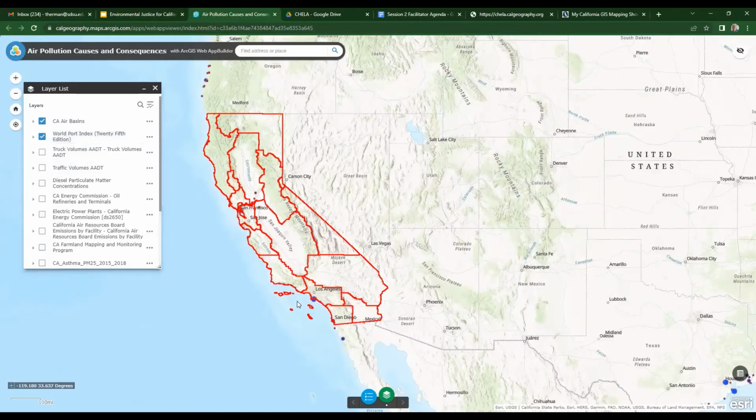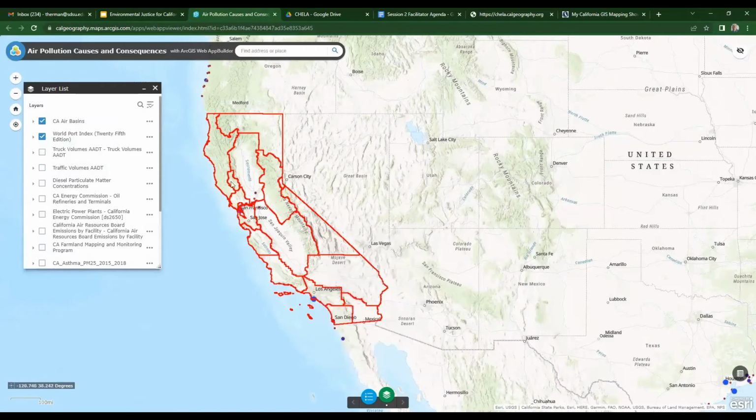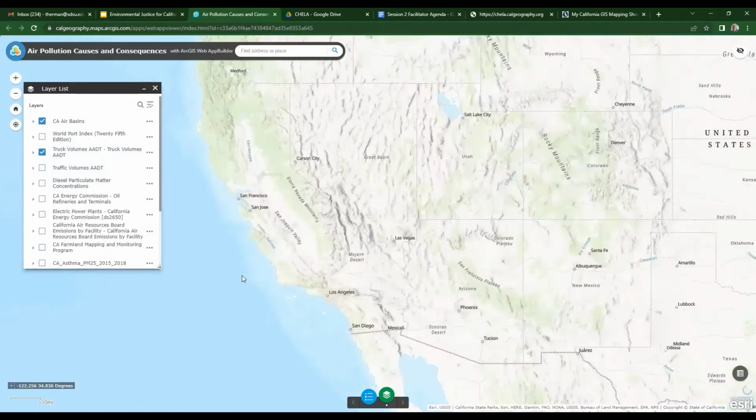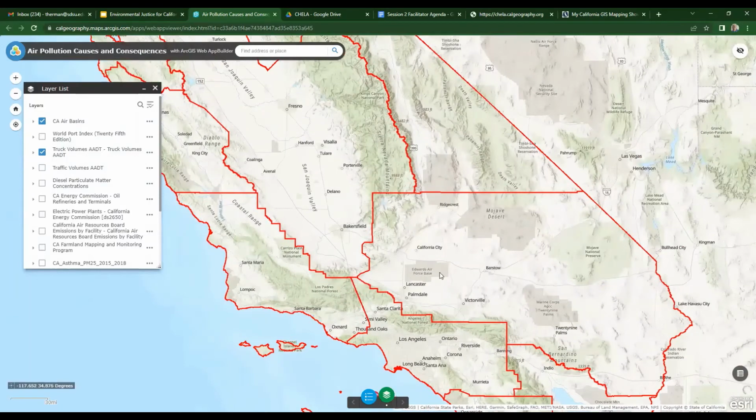So ports, places where there are shipping terminals, cause a lot of localized pollution. So I brought in a map that shows where the ports are, and you can click on a port here and see the level of activity in a particular port area. Well, there are a lot more trucks than ships. So I pulled in a layer that shows truck traffic, and I think this one might take a while to draw.